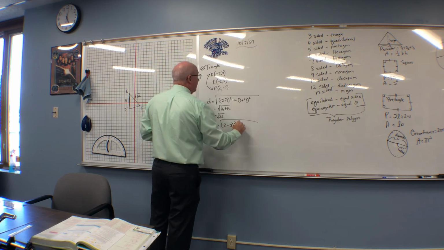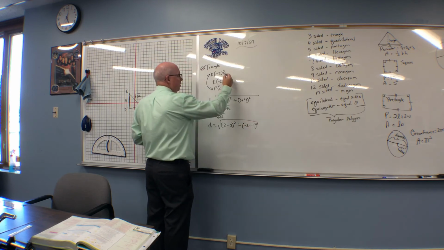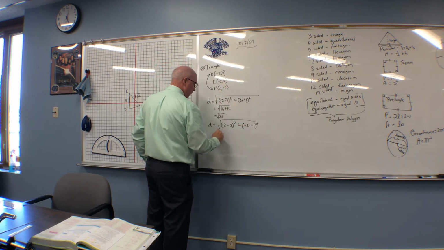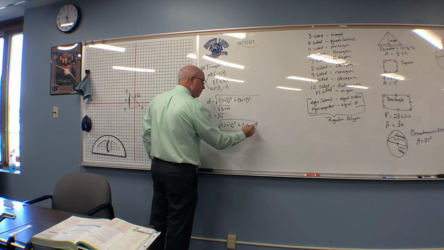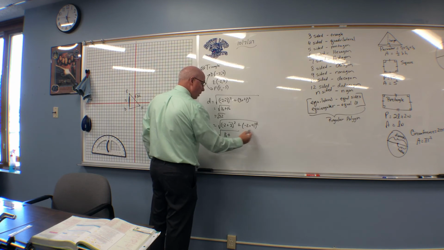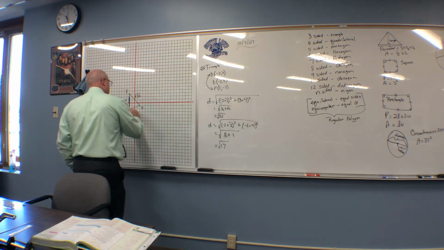And that's squared, but now I'm going to take -2 minus -1. -2 minus -1, square that. So I get the square root of -4 squared, which is 16 again, and this is 1. -1 squared, which is 1. So now I have the square root of 17. So this is the square root of 17.